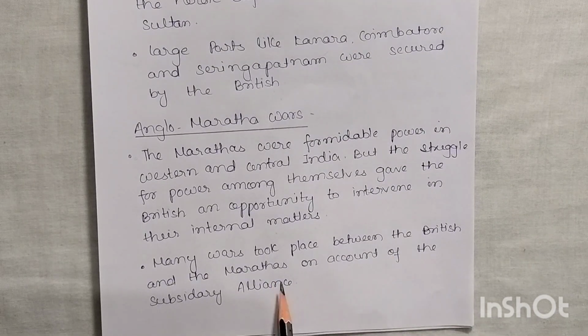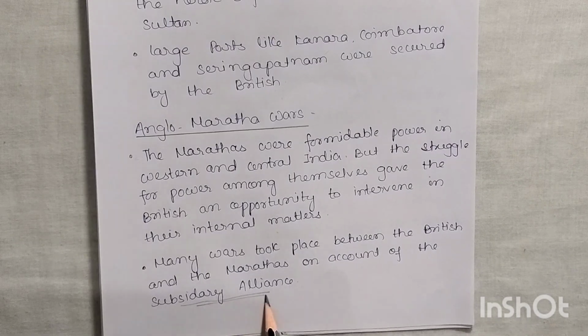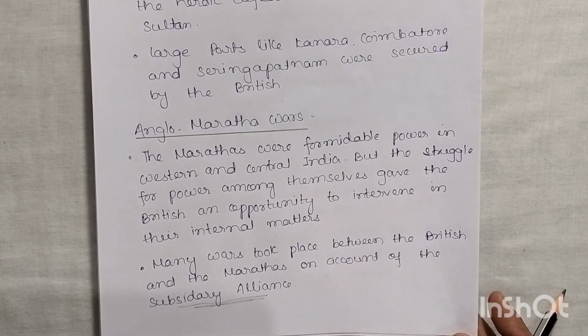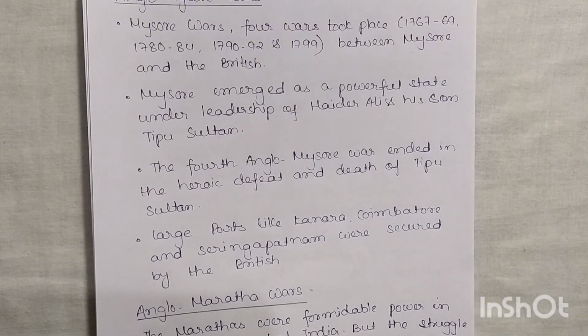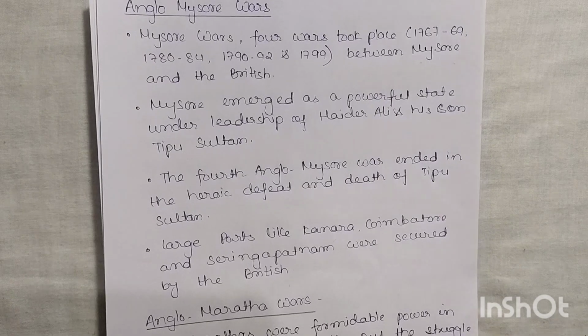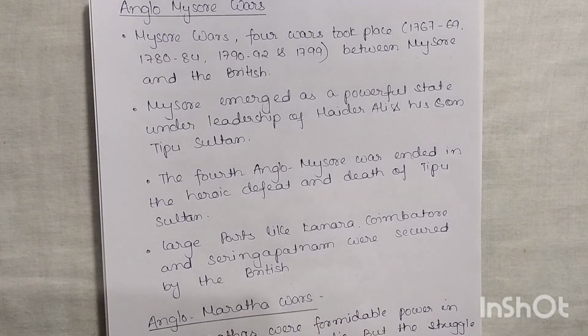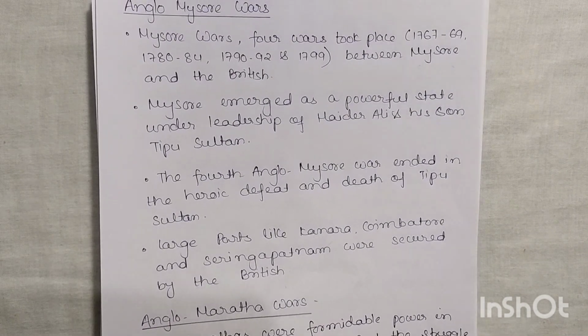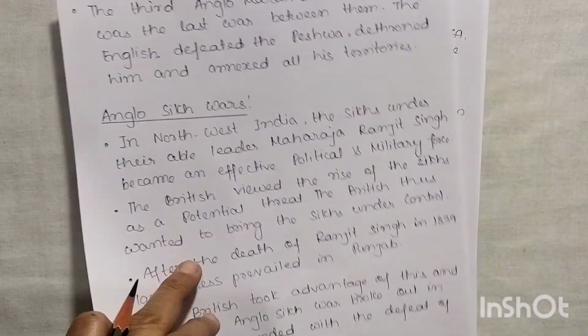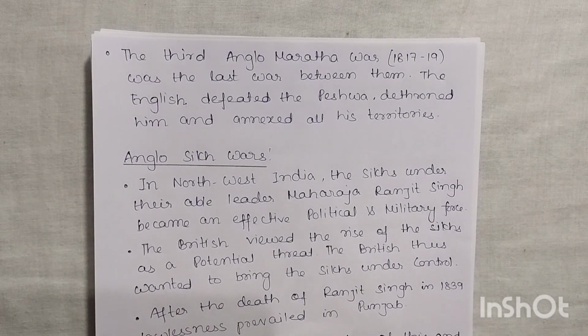Many wars took place between the British and the Marathas on account of the subsidiary alliance. This one I will just clear for you. Subsidiary alliance was an agreement that the Britishers imposed on the Indian rulers, according to which no Indian ruler should have their own army. Now they had to take protection from the Britishers. After that, the Third Anglo-Maratha War in 1817-19 was the last war between them, and the English defeated the Peshwa, dethroned him and annexed all his territory.